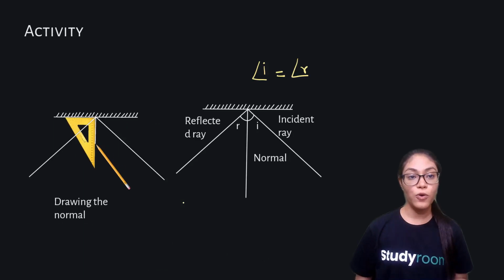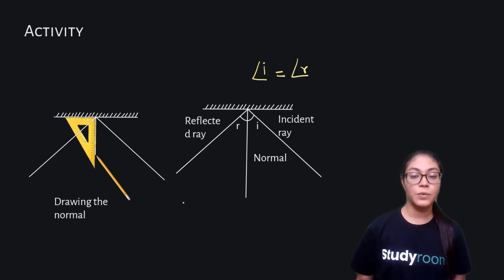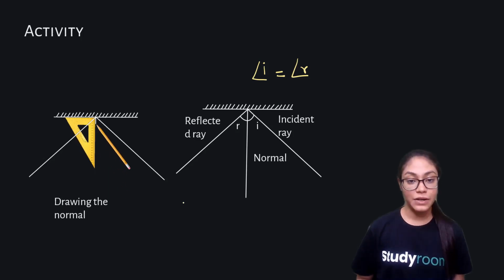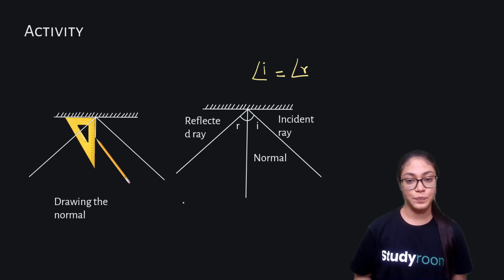So this was all for this video. We saw in this video what is light. It enables us to see the surroundings. And we also learned about the incident ray, the normal, and the reflected ray. We also saw an activity which proved to us the laws of reflection.